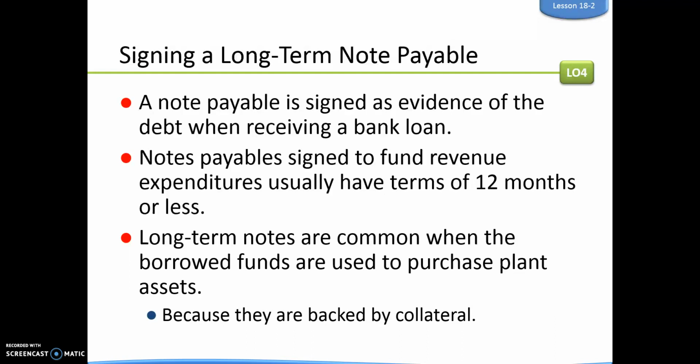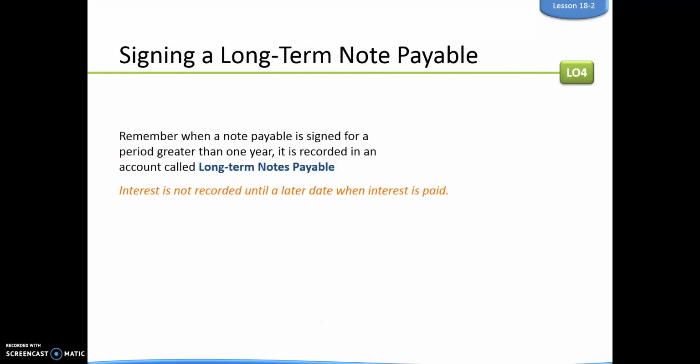When we have long-term notes, those are usually used to purchase plant assets. So whether it's large amounts of equipment, land, new buildings, things like that, they are also typically going to be backed by collateral, because there's some sort of asset that we're purchasing that's going to back up the use of those funds.